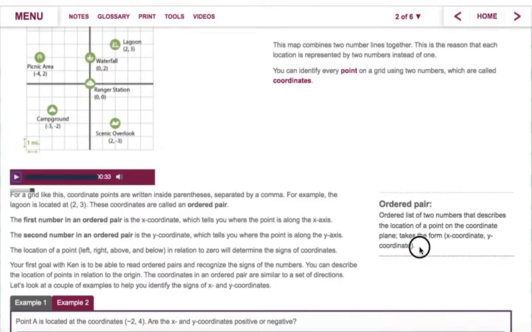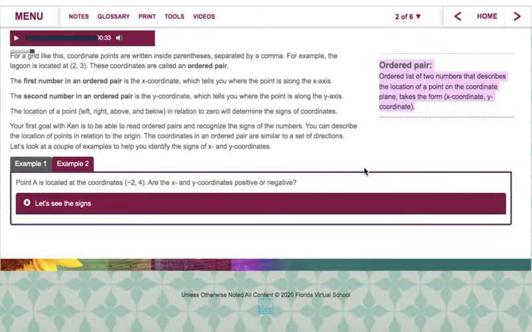So let's review before we do that, an ordered pair. There's a reason why it's called an ordered pair: you read it in a particular order. It's an ordered list of two numbers that describes the location of a point on a coordinate plane. The x coordinate goes first and then the y coordinate goes second. If you think about alphabetical order, x comes first, then y, so you always give the x number first and then the y number second. So let's look at our first example.